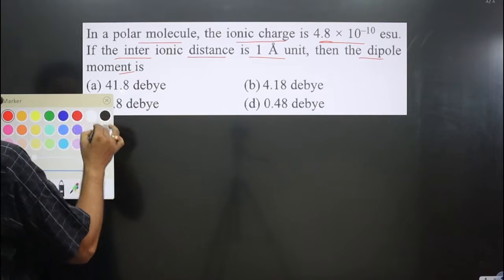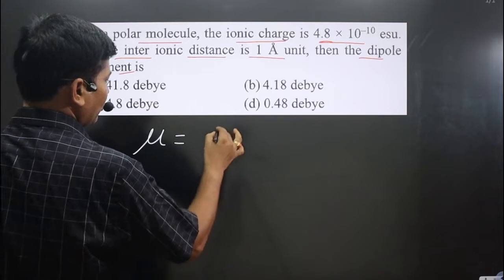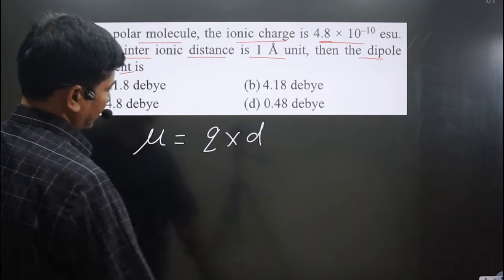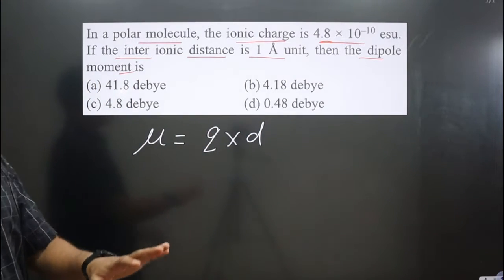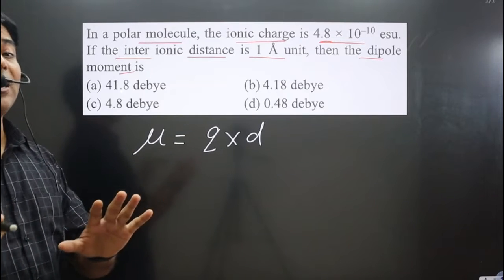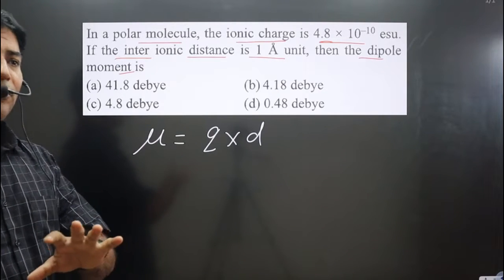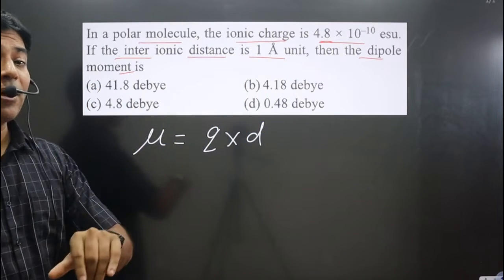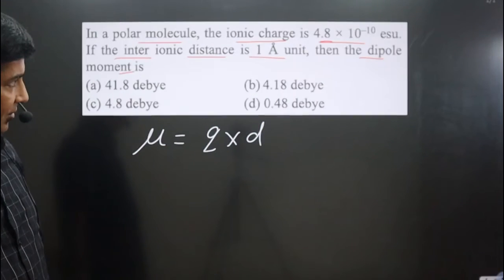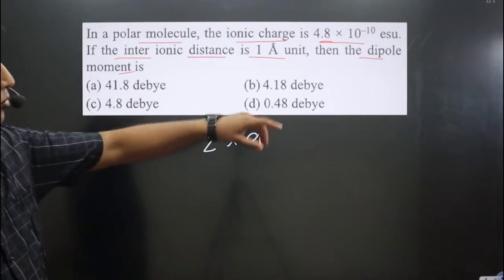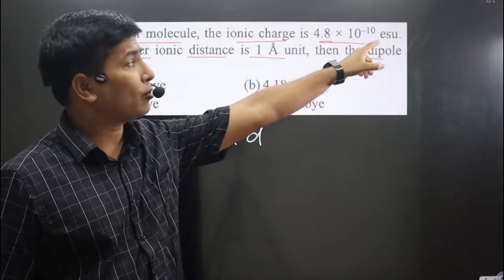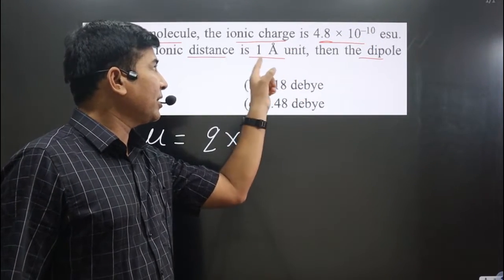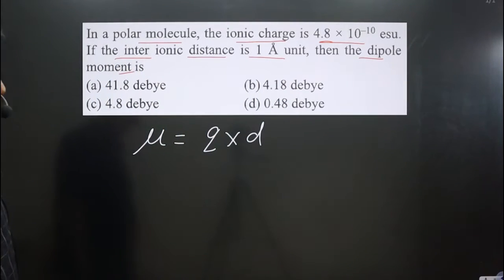We can apply the formula. Dipole moment is equal to charge multiplied by distance. The formula is very simple, but you need to be careful with the units, and you should be careful about the unit conversion also. You can see the unit of dipole moment is given in electrostatic unit, and the distance is given in angstrom.